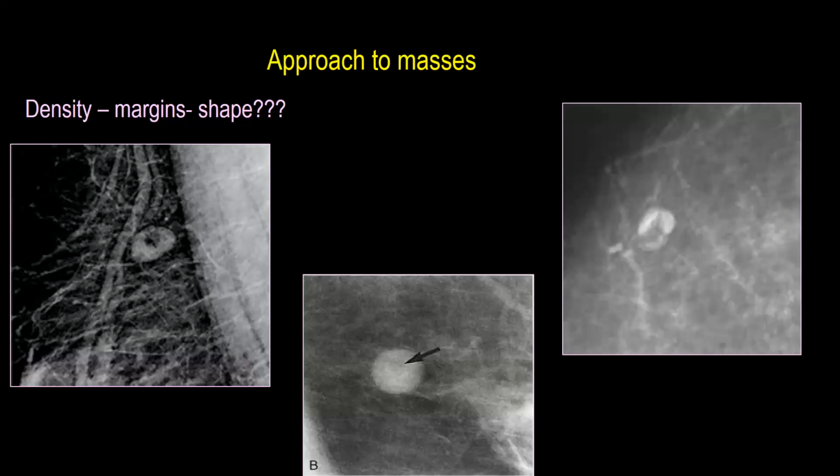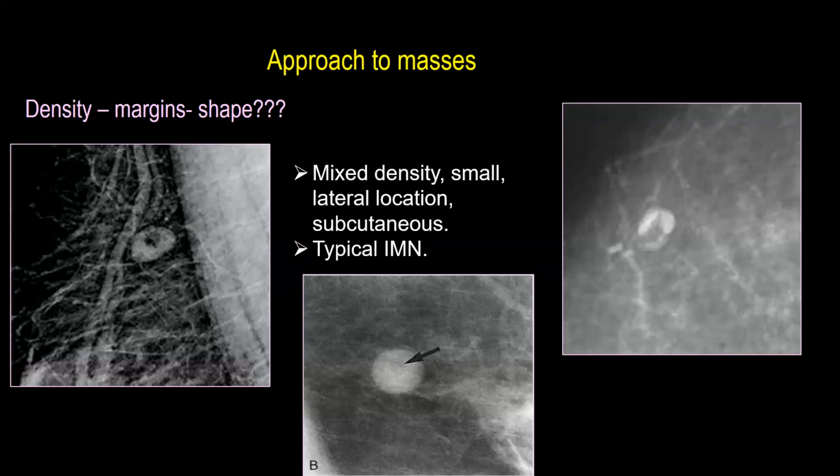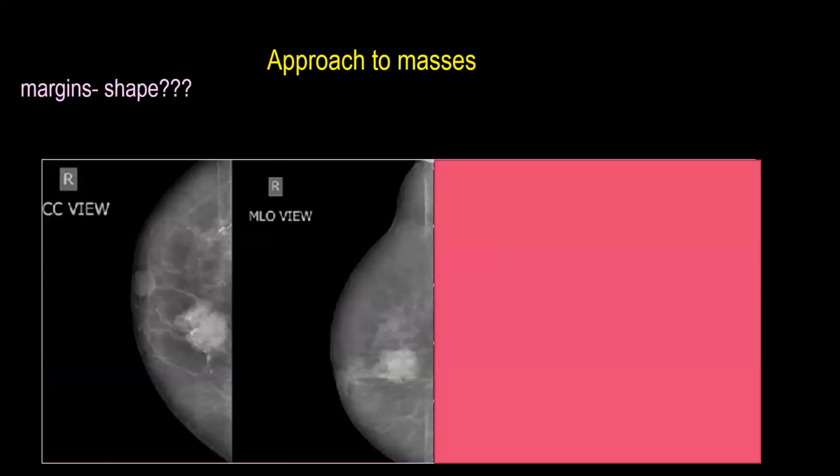Okay, other suggestion? Intramammary lymph nodes. This is typical for intramammary lymph nodes. These are typical for intramammary. For this, I will confidently say this is intramammary. But for this one, I will go for ultrasound to make sure it has the typical features of intramammary, because it is not very typical on mammography. But these two are typical intramammary lymph nodes. Okay?